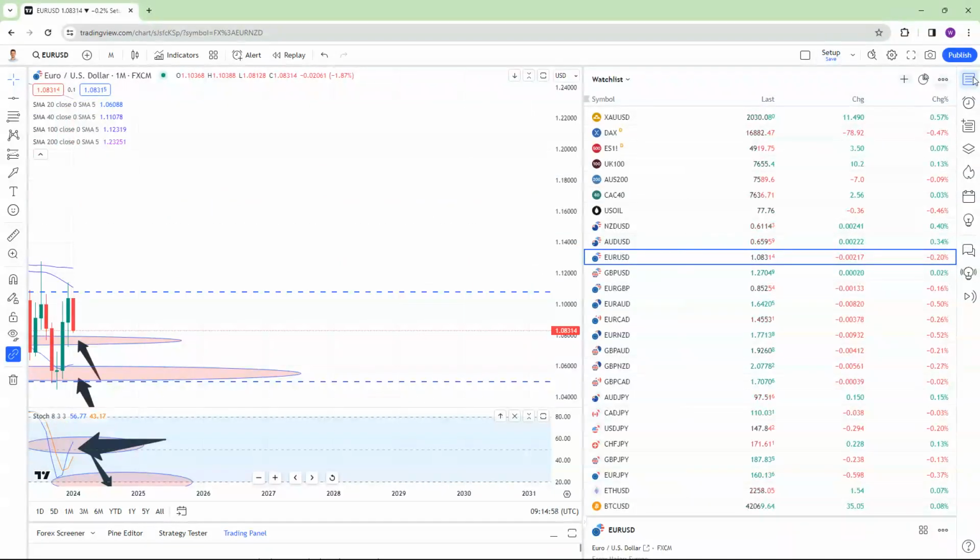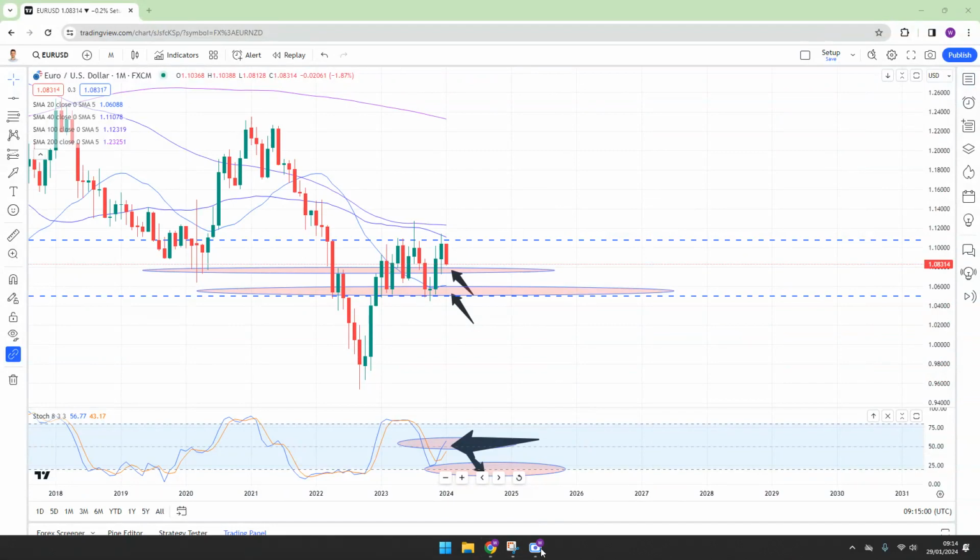So that's your euro pairs. Fantastic. Euro pairs sorted, and a few lessons in trading.